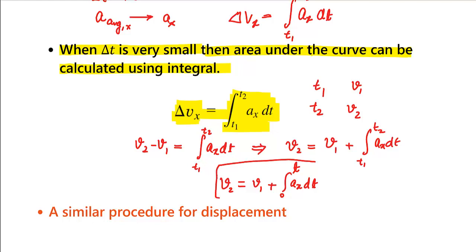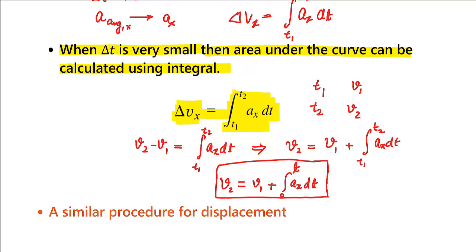So this expression I can use to calculate velocity at any time t2, where t1 is 0 and t2 is t, velocity at time t2 is v2 and velocity at time 0 is v1. So I can use this expression. This expression involves instantaneous acceleration. So I have to integrate the instantaneous acceleration, which gives me the change in the velocity, and I have to add the initial velocity to get the final velocity of the particle.